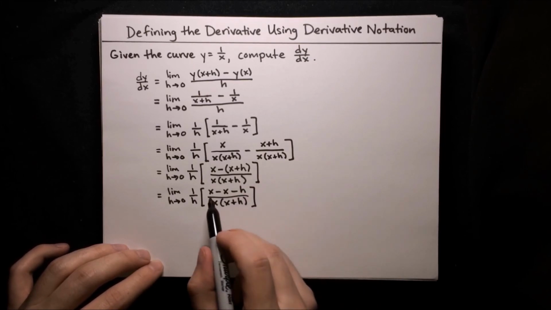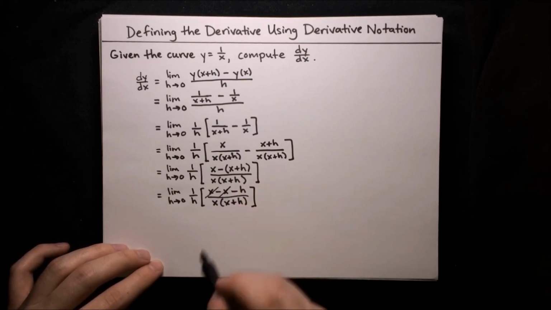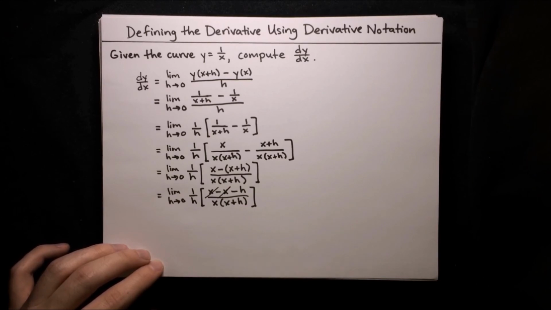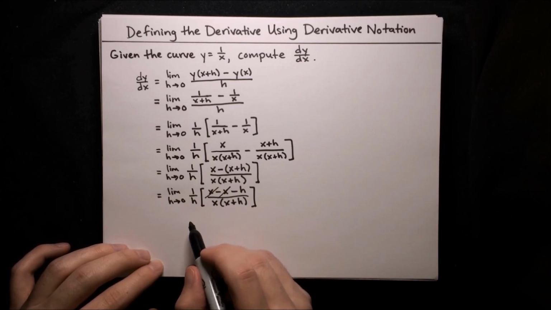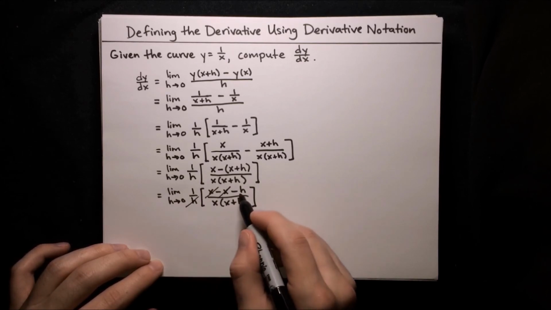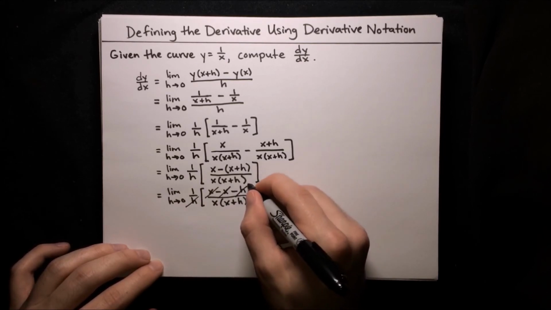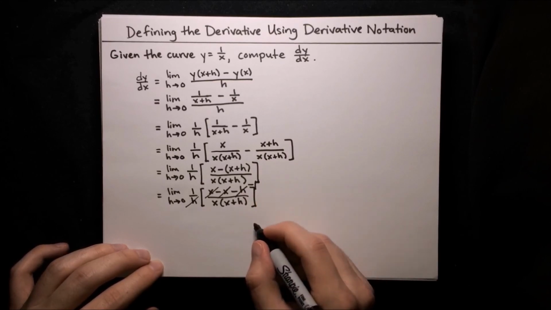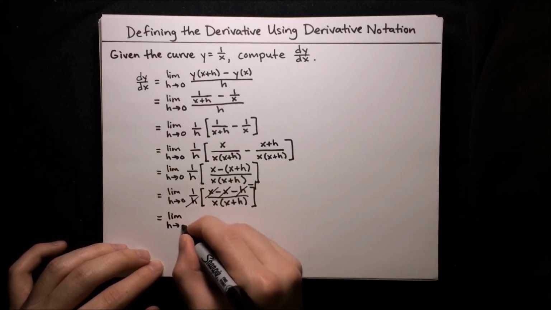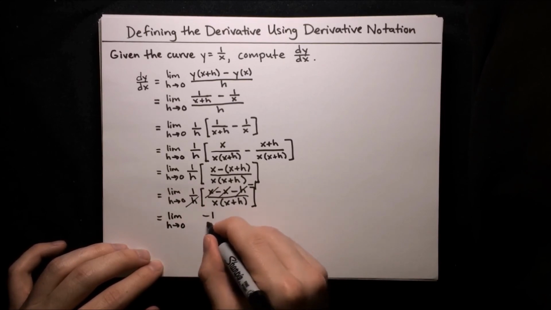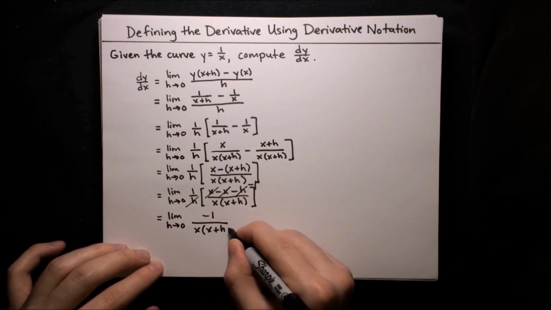Immediately we see that x minus x cancels out, and all that's left in the numerator is this negative h. But we're multiplying by 1 over h, so this 1 over h cancels with that negative h, and we've just got negative 1 left in the numerator. So this is the limit as h approaches 0 of negative 1 over x times x plus h.